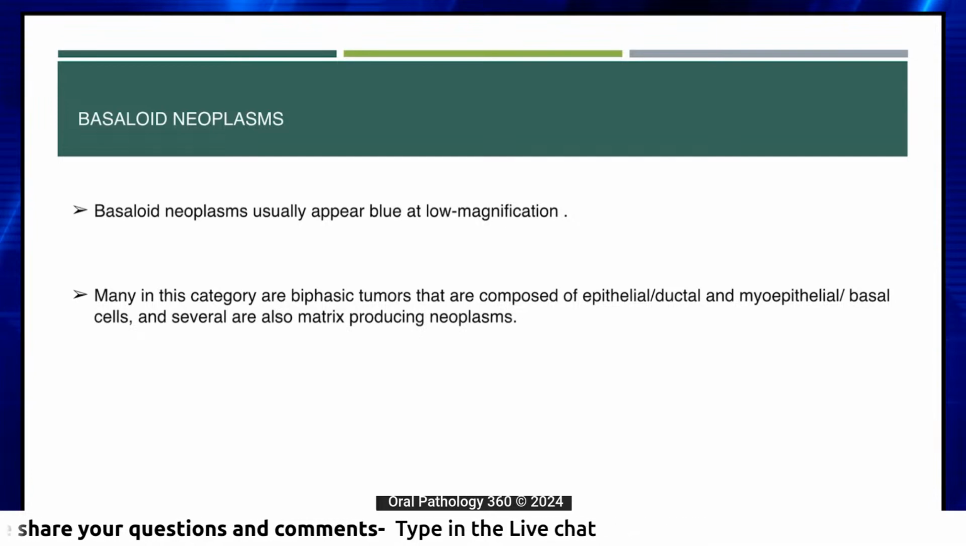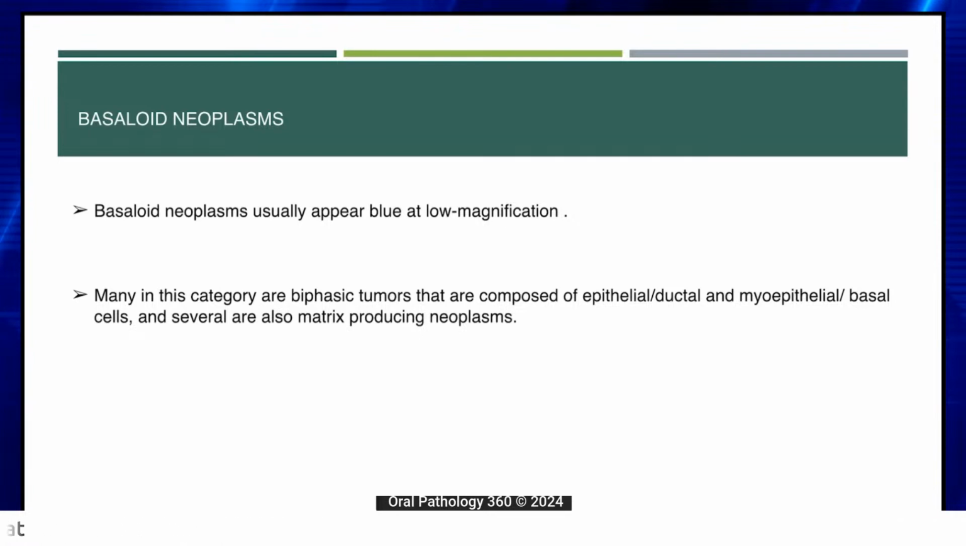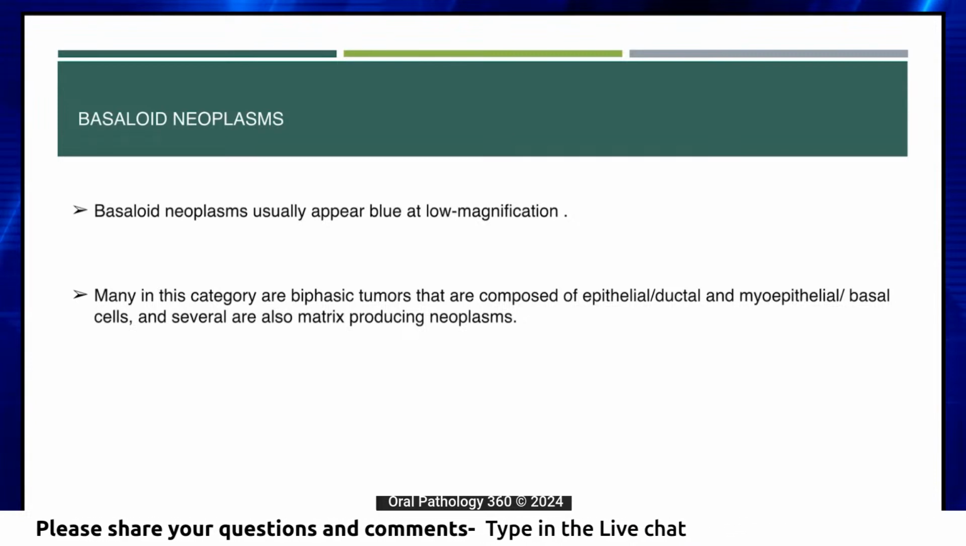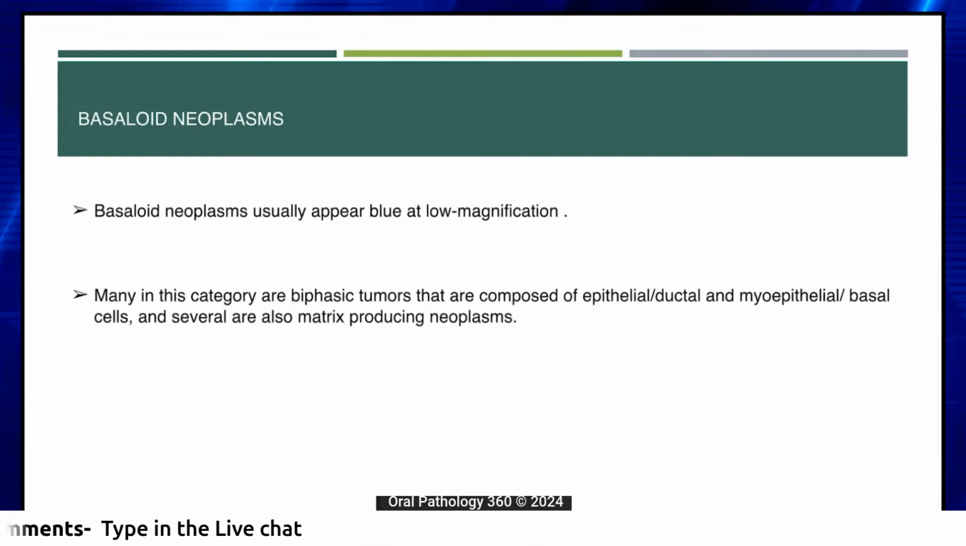Let's explore the characteristics of basaloid neoplasms, which often present distinctive features. Basaloid neoplasms typically appear blue at low magnification. Many basaloid neoplasms are biphasic, consisting of both epithelial, ductal, and myoepithelial or basal cells. Some are also matrix producing neoplasms.